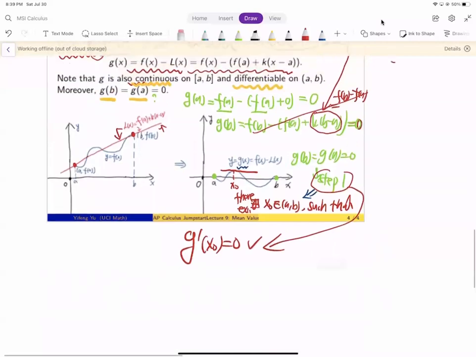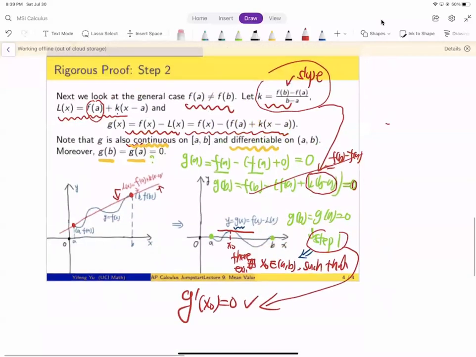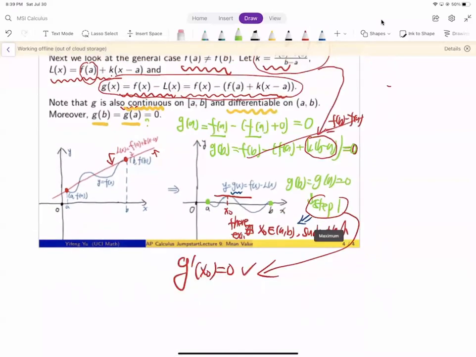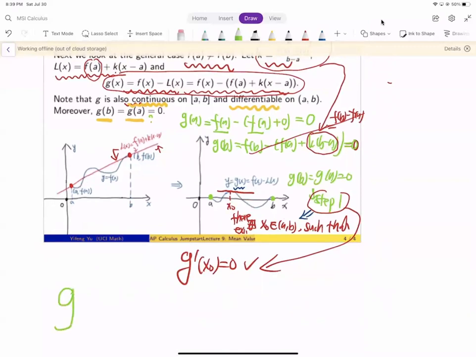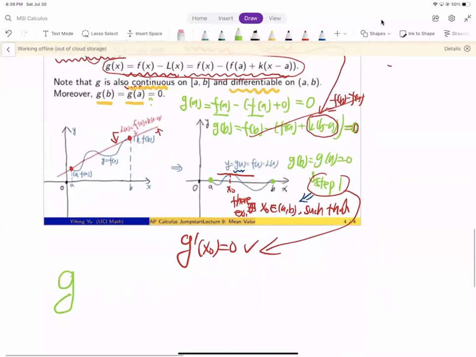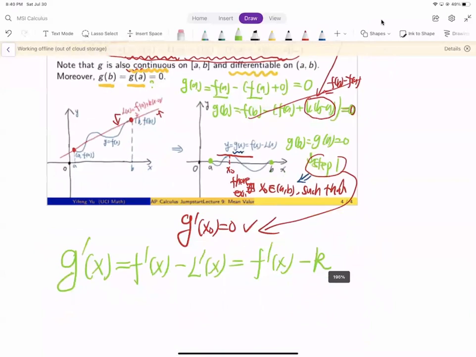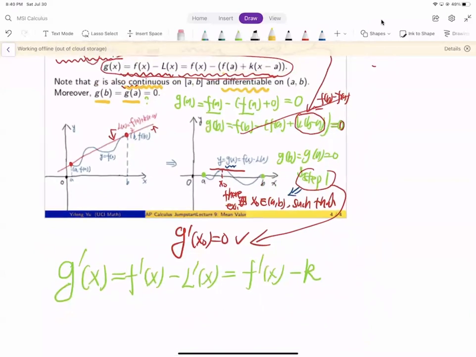Now, what's the derivative of g(x)? Right, so this is g(x), it's right here. All right, so what's the derivative? If I want to calculate the derivative, right? So, okay, what is the derivative? The derivative of g(x), g'(x), equals the derivative of f(x) minus the derivative of l(x), and then you see it's just f'(x) minus k, right? Because this is constant, this is a linear function. You take the derivative, you just get k.